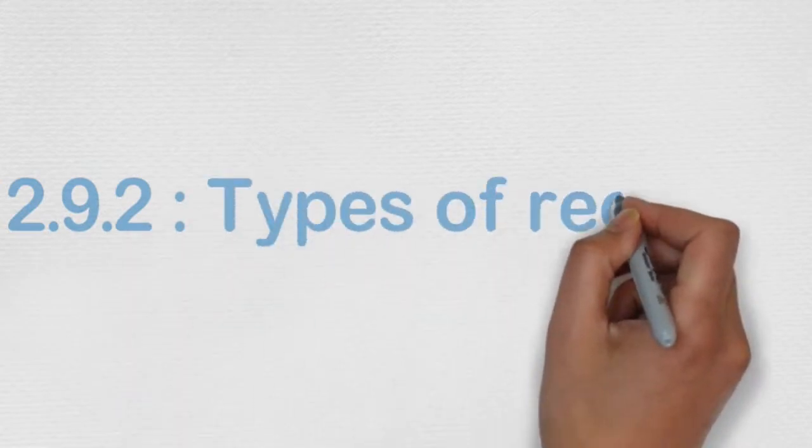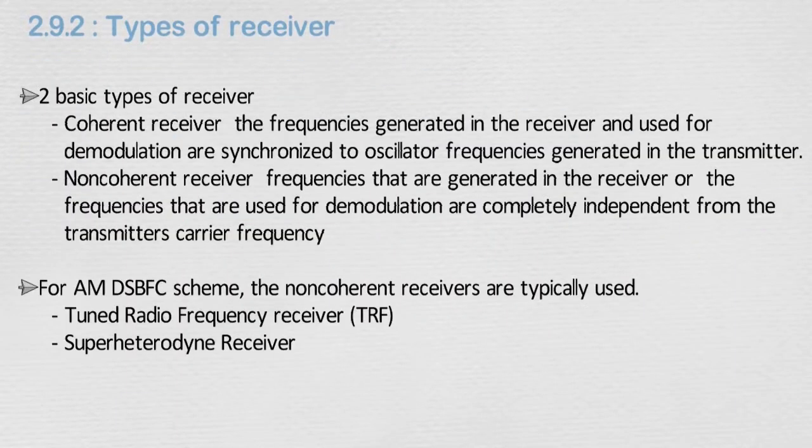2.9.2 Types of receiver. There are 2 basic types of receiver. Coherent receiver: the frequencies generated in the receiver and used for demodulation are synchronized to oscillator frequencies generated in the transmitter. Non-coherent receiver: the frequencies generated in the receiver, or the frequencies used for demodulation, are completely independent from the transmitter's carrier frequency. For the AM/DSB/FC scheme, non-coherent receivers are typically used. Tuned radio frequency receiver, TRF. Superheterodyne receiver.